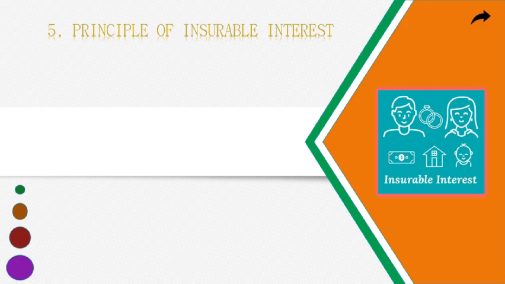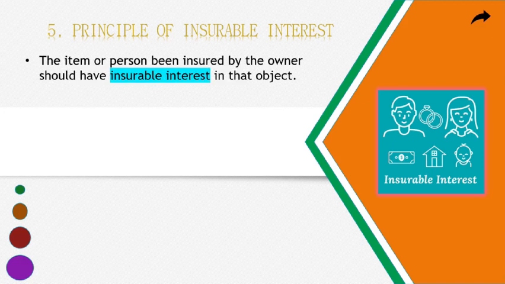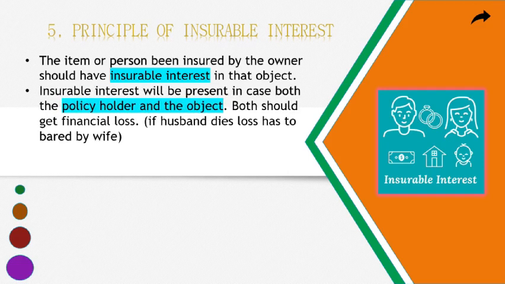The principle of insurable interest. The principle of insurable interest states that the person getting insured must have some insurable interest in the object of insurance. A person has an insurable interest when the physical existence of the insured object gives him some gain, but its non-existence will give him a loss.